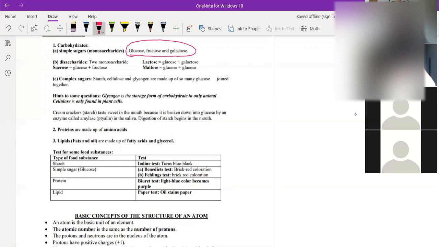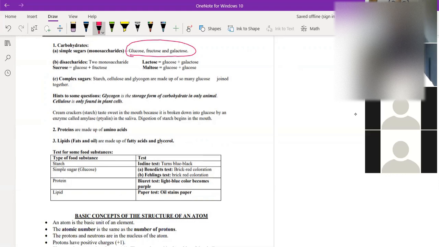Now the common ones, you have sucrose, you have lactose, and you have maltose. Okay, these are common examples of disaccharides. You have to know what each of these is made up of. Okay, lactose, maltose, sucrose. So I put them here for you to see.